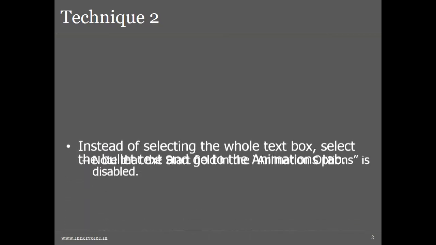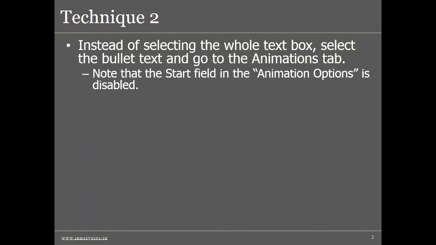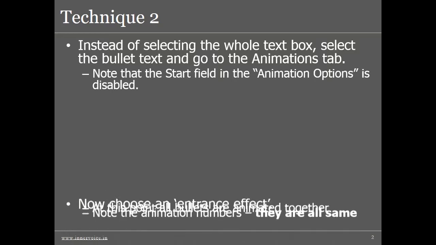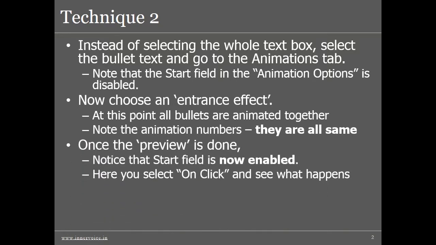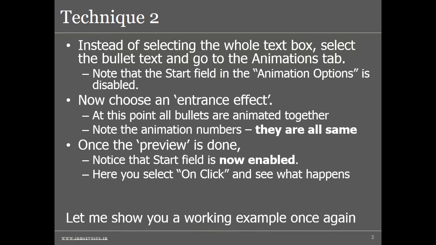In the second technique, instead of selecting the whole text box, we will select just the text, the bullet text, and then we will choose the entrance effect as usual. Once the preview is done, an additional field in the animation options is now enabled. It's called the start field. And you will notice that nothing is selected in the start field. And once you select on click, you will see the animations changing completely. Let me show you a working example once again.